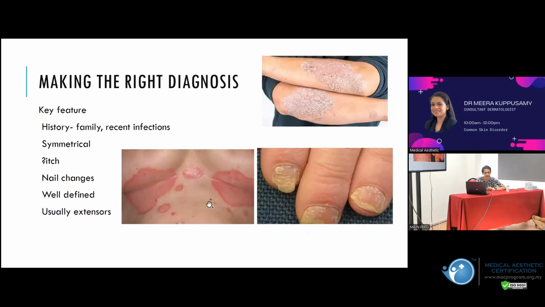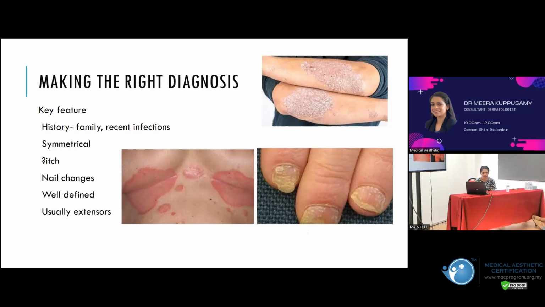But they may also have plaques at the flexural areas as well. Sorry, at the extensor area, and the flexural area. So folded areas, they may also have this kind of plaques. So they can have it on the cubital fossa. This picture is inframammary, buttocks, in the perianal area as well. Because you always think psoriasis is on the external part. But if it happens on the internal part, it's a possibility. It's called flexural psoriasis. Quite common, this one.